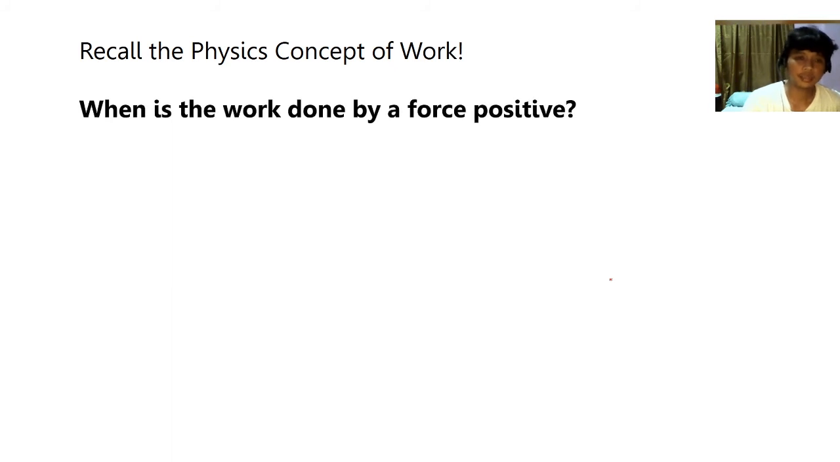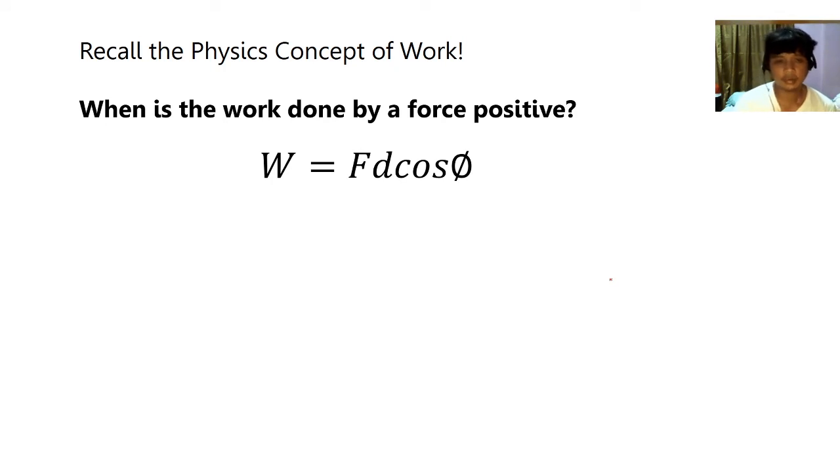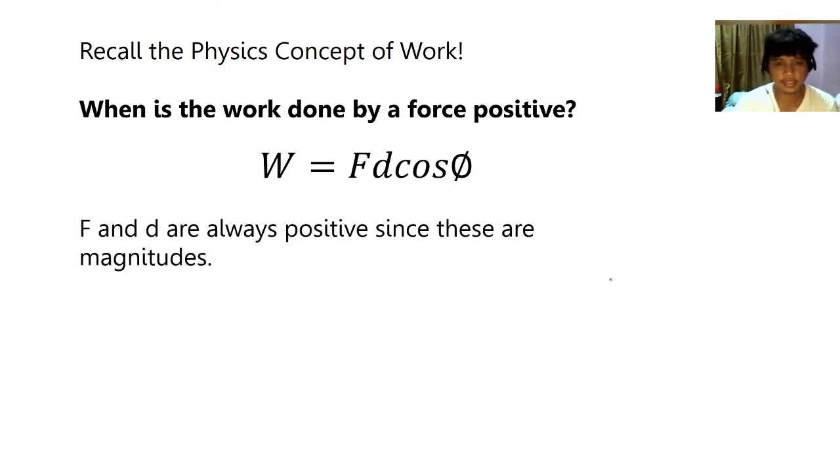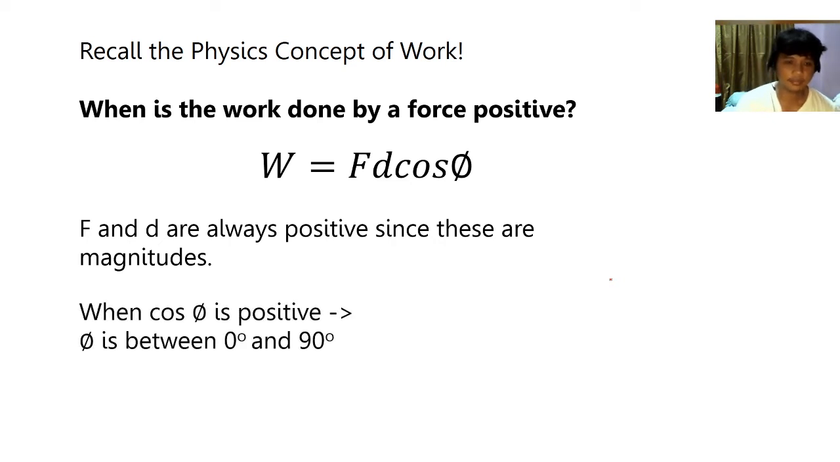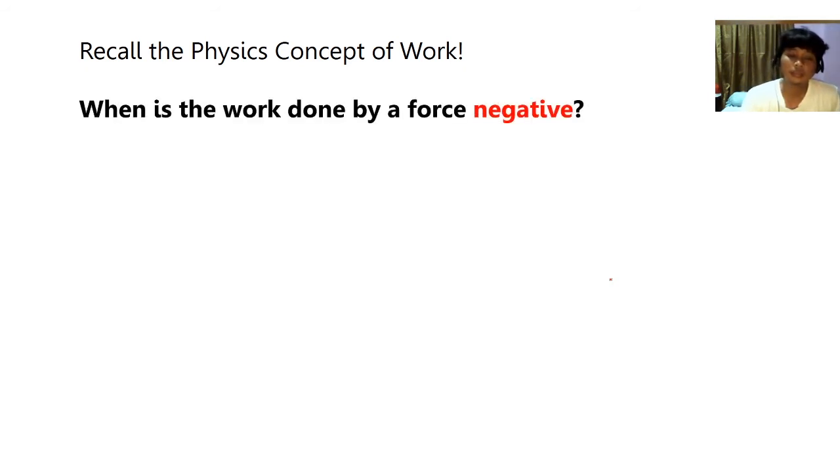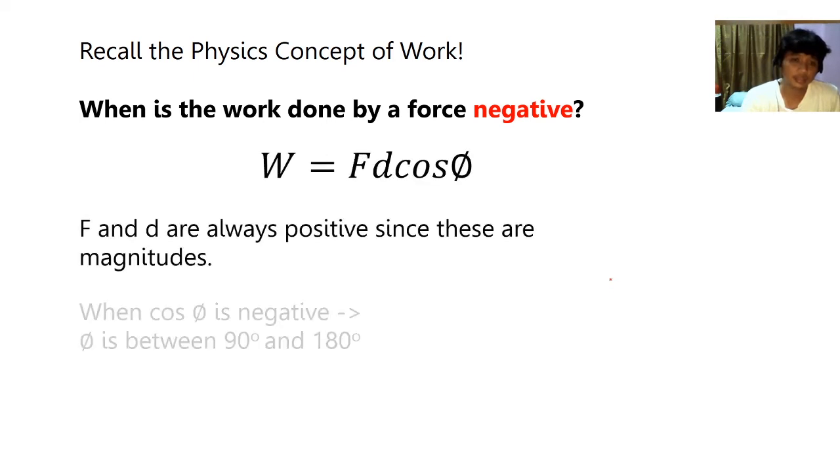So when is the work done by a force positive? Well, F and D are always positive since they are magnitudes, but cosine phi is positive if theta is between 0 and 90. When is the work done by a force negative? Well, cosine theta is negative if the short angle is between 90 and 180.